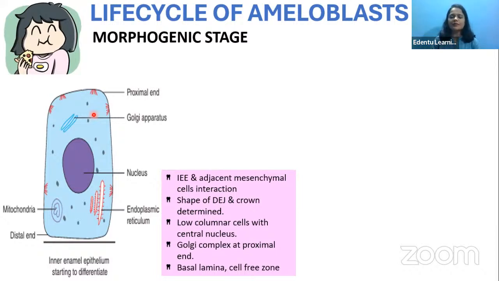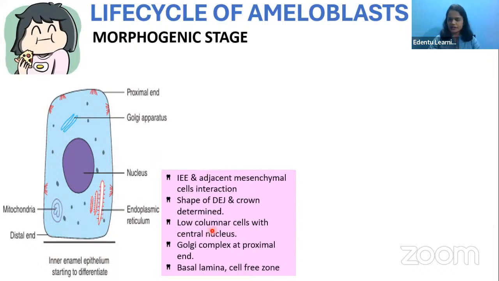Okay, so what happens here is that this inner enamel epithelium and the adjacent mesenchymal cells in the dental papilla will start to interact. They'll start to interact, and the shape of the dentinoenamel junction and the crown can be determined in this stage. And the cells will be usually low columnar, with a centrally placed nucleus. Golgi complex will be present in the proximal end, and the basal lamina will be there.